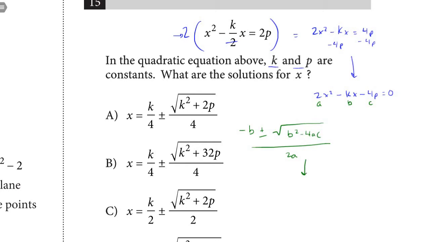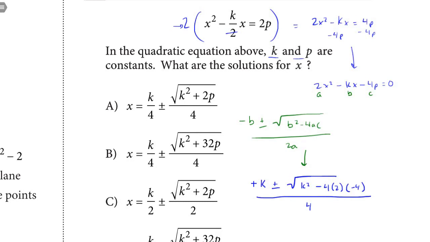So when you plug that in, we will get negative of a negative, so positive k, plus or minus the square root of k squared. So it's going to be negative k squared, which is just k squared. And then minus 4 times a, which is 2, times c, which is negative 4. And then all that divided by 2 times a, which is just 2 times 2, which is 4. Okay, so we kind of have what we want, but not really. Let's simplify this a little bit more.